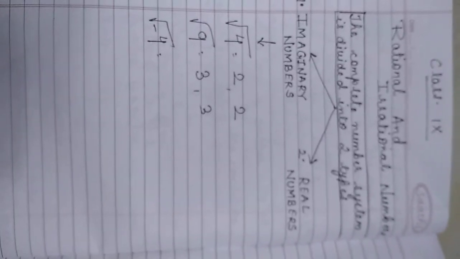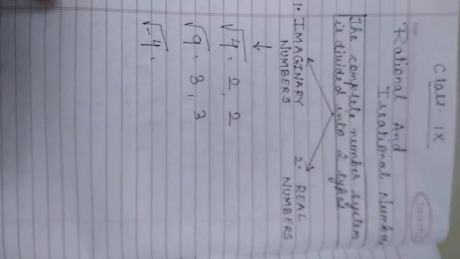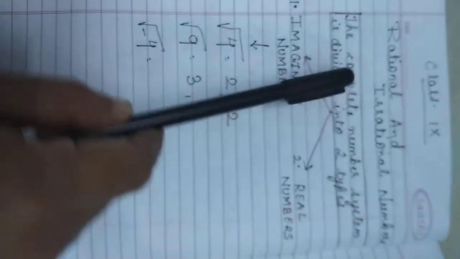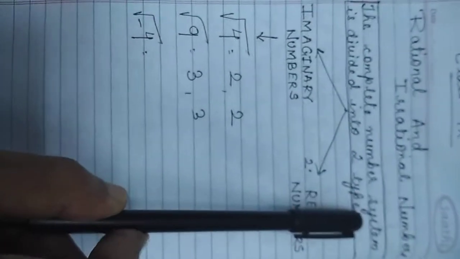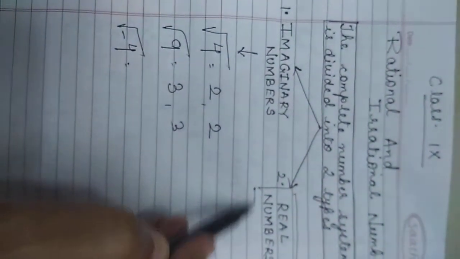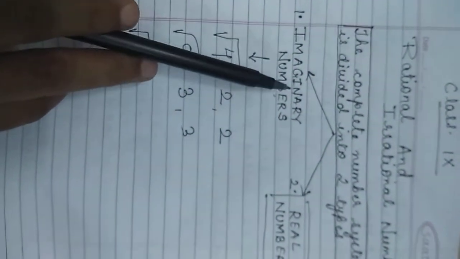This video is for class 9 and today we shall study rational and irrational numbers. So directly jumping over rational and irrational numbers, let us have a look at our number system. See, the complete number system is divided into two types. One is imaginary numbers and the other is real numbers. In our syllabus, we put more focus on real numbers. But let us have a look at imaginary numbers also.